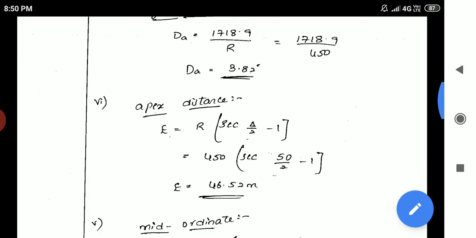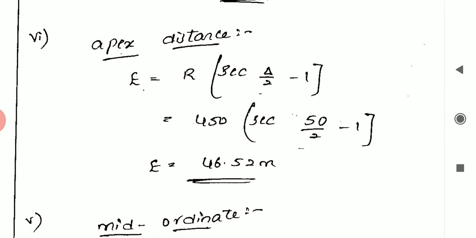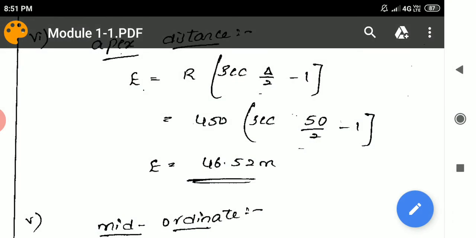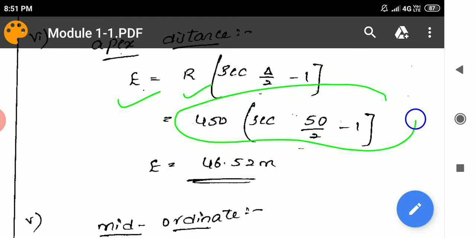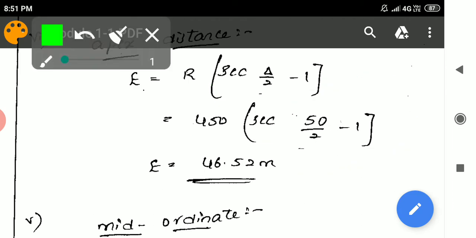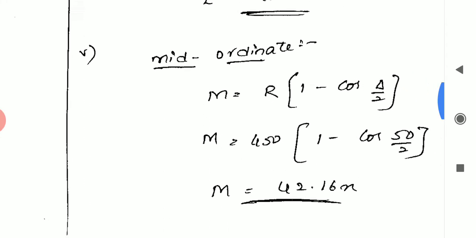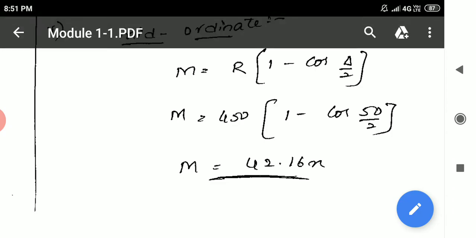Next one is apex distance. Apex distance formula is E equal to R of sec delta by 2 minus 1. So by using all values I will get the apex distance. Next one is mid ordinate. Mid ordinate formula is M equal to R of 1 minus cos delta by 2. So by using R value and delta value I will get the mid ordinate.